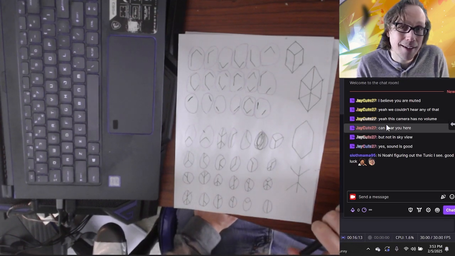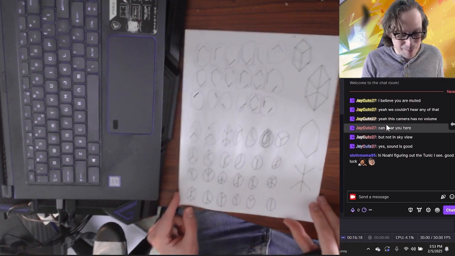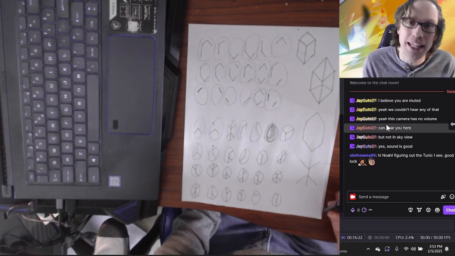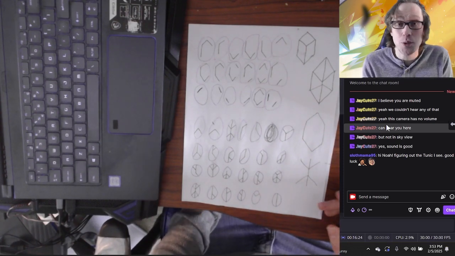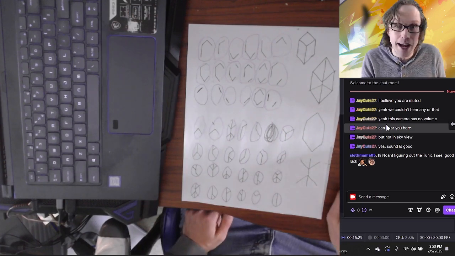Hi Slothman, hi Jay. I'm trying to figure it out. I'm going to do my best. I know that there is a fully translated version of the instruction manual online. I'm not using it because I'm a puzzle guy and I should be able to solve this. I don't know how to solve this.